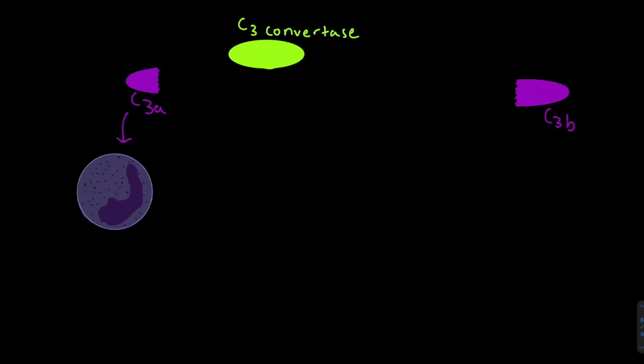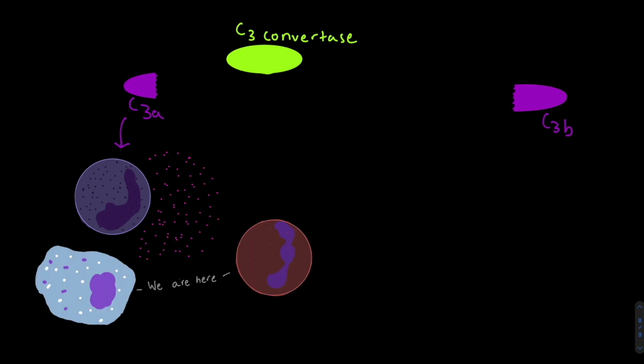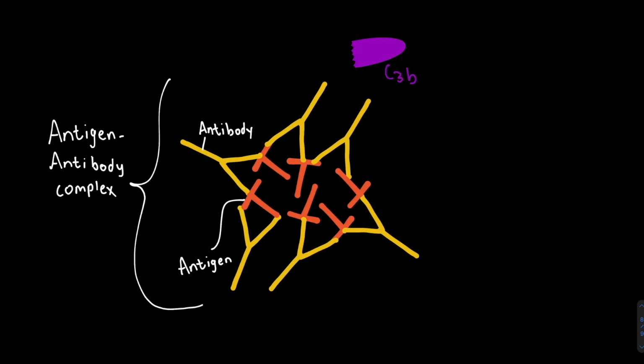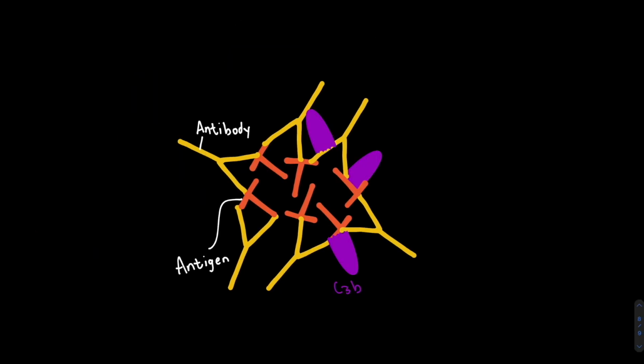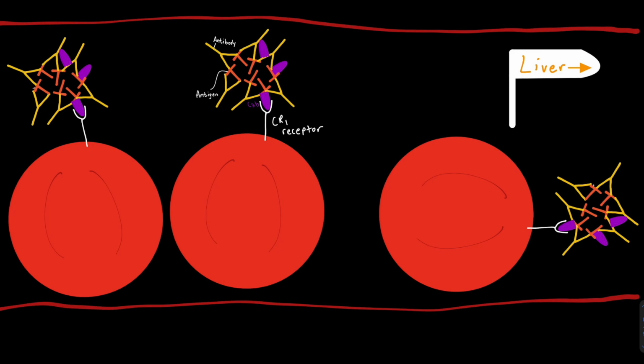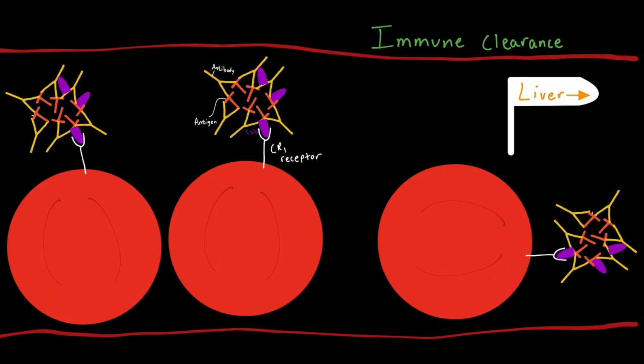When C3 dissociates into C3a, C3a influences mast cells and basophils to secrete histamine and other inflammatory chemicals, which activates the action of neutrophils and macrophages to inflame the tissue. This in total creates inflammation. On the other hand, C3b binds to the antigen-antibody complex, in which red blood cells transport that complex to the liver and spleen, where macrophages will phagocytize the complex. This process is known as immune clearance.